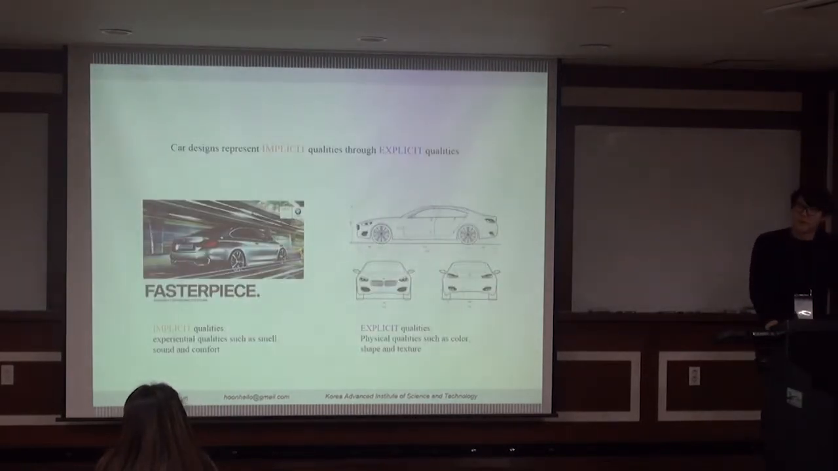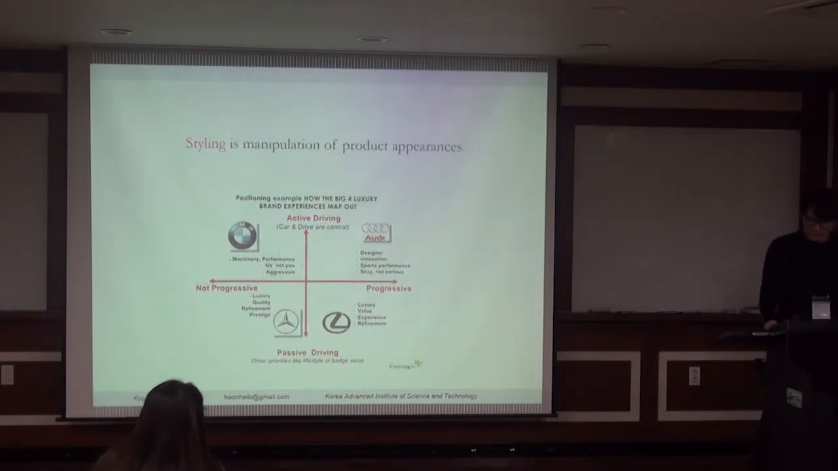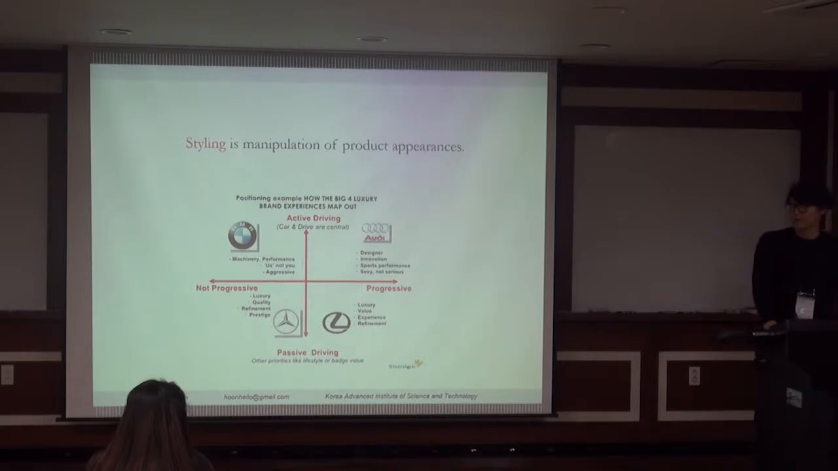And car design represents implicit qualities through explicit qualities. Implicit qualities meaning experiential qualities such as smell, sound, or comfort, or safeness, sportive, or dynamic. And explicit qualities are physical qualities such as color, shape, and textures. And because of the different approaches of styling strategies, there are different types of brand identities.